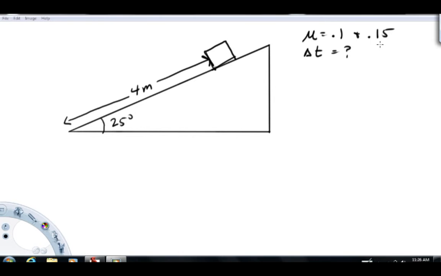Now, just a little reminder here about frictional coefficients. They come in two types. You've got static frictional coefficients and kinetic or sliding coefficients of friction. And the sliding friction is always less than the static friction. So this is the sliding frictional coefficient. This is the static frictional coefficient.